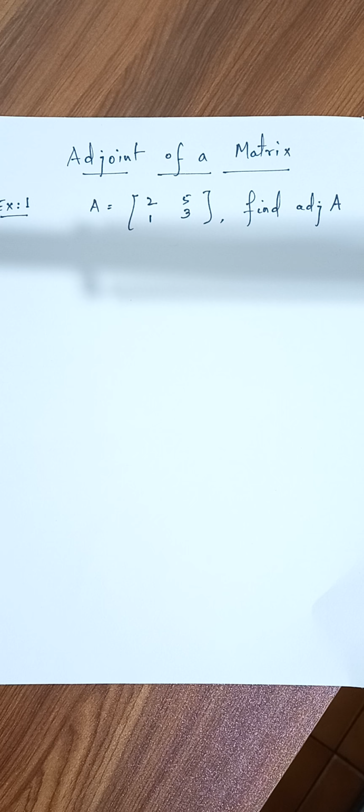Today, the topic is adjoint of a matrix. We learn how to solve the question based on adjoint of a matrix. Here we have taken, as you can see on your screen, a 2 cross 2 order matrix, and let's see how we are able to find out the adjoint of it.